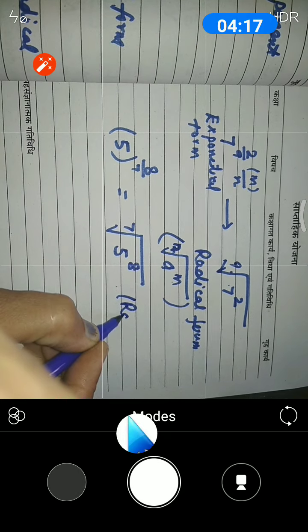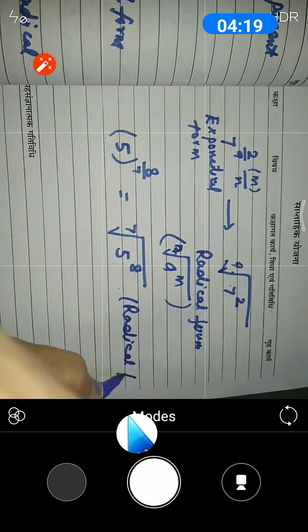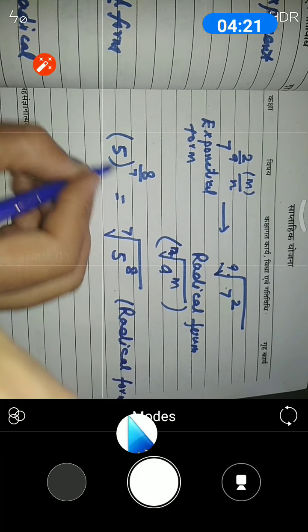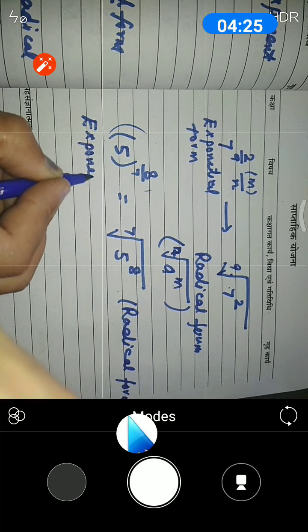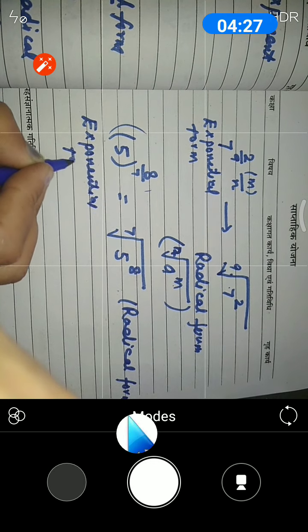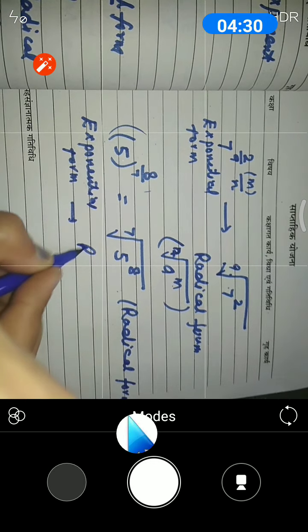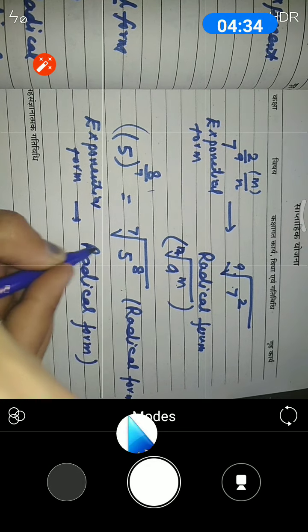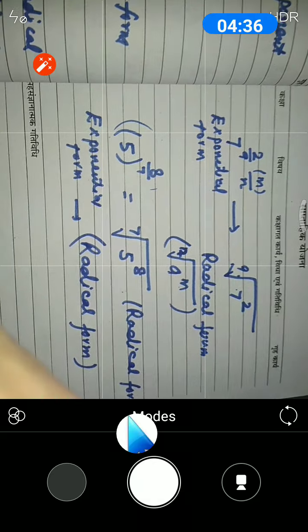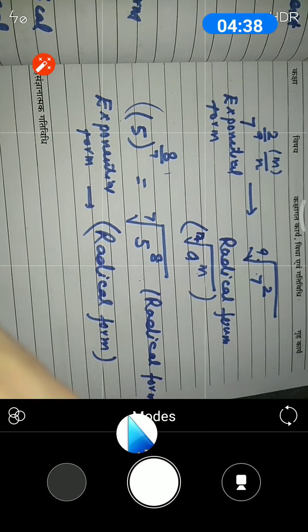So this is your radical form. This is the easiest way we will convert the exponential form to radical form. So the exponential form is converted into a radical form.